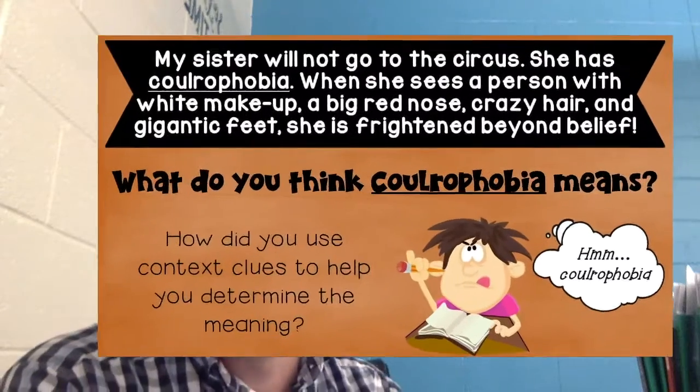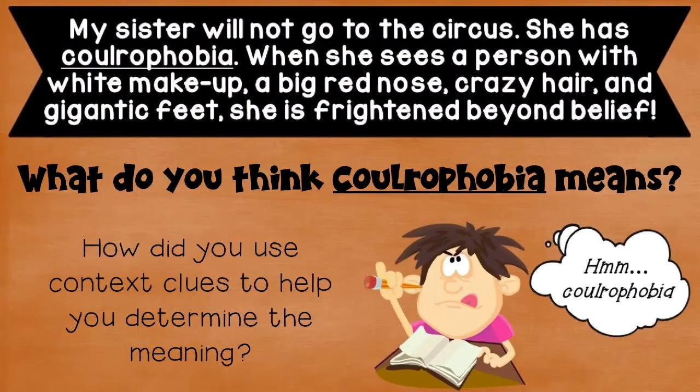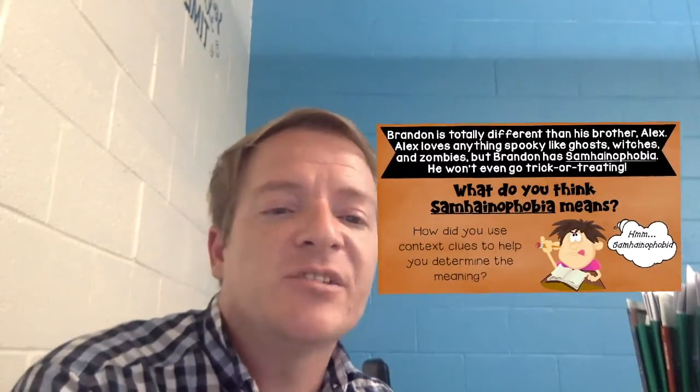So, next one. My sister will not go to the circus. She has coulrophobia, which she sees a person with white makeup, a big red nose, crazy hair, and gigantic feet. She is frightened beyond belief. What do you think coulrophobia means? Looking at the examples they gave, a big red nose, white makeup, crazy hair, and gigantic feet, I can pretty much figure out that she probably has a fear of clowns. Let's check and see if I have the right answer. And we're right. Did you have the right answer? Going to the next one.